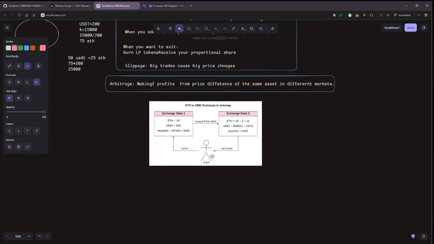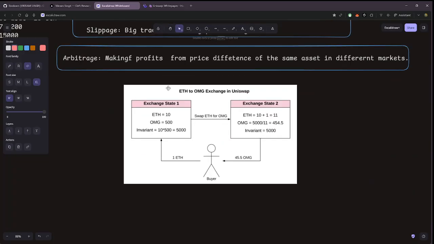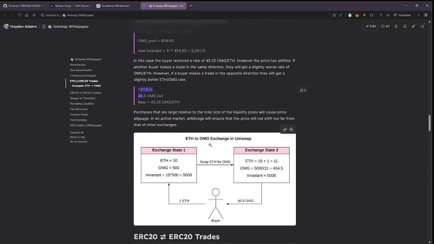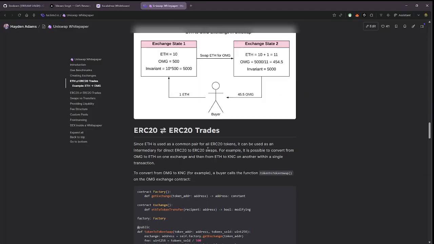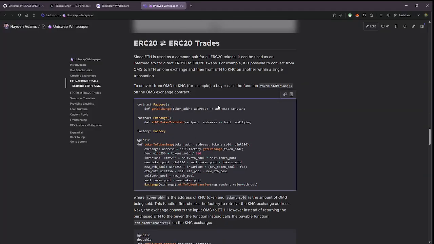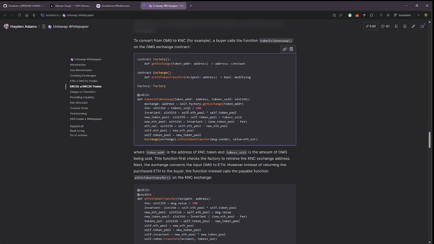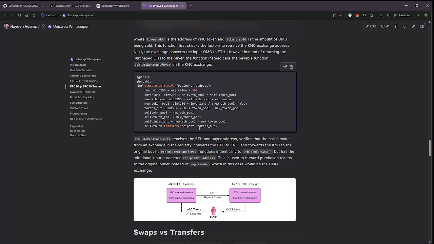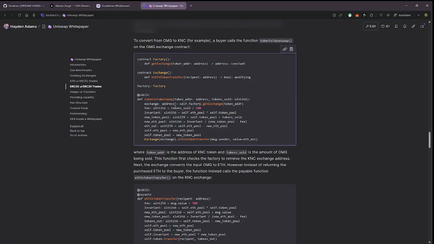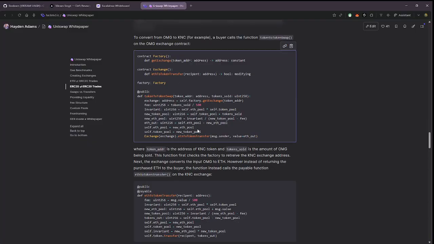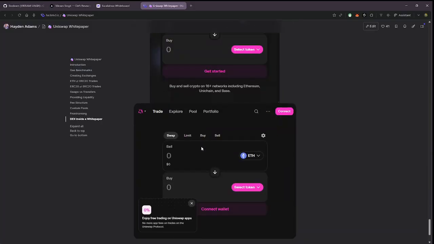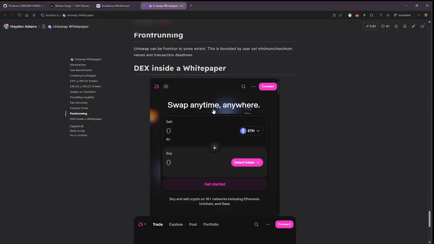This is the picture that explains the ETH to OMG exchange in Uniswap. It was taken from the white paper. All the formulas and functions for these trades are given here, like ETH to token transfer, ETH to token swap, and get exchange. You can test it out from here and on their website too.